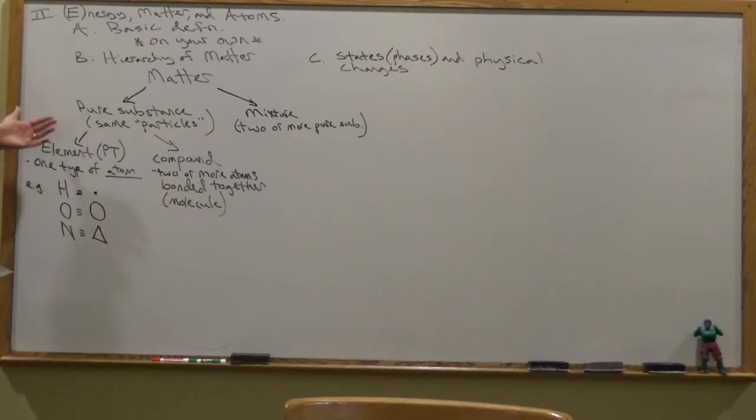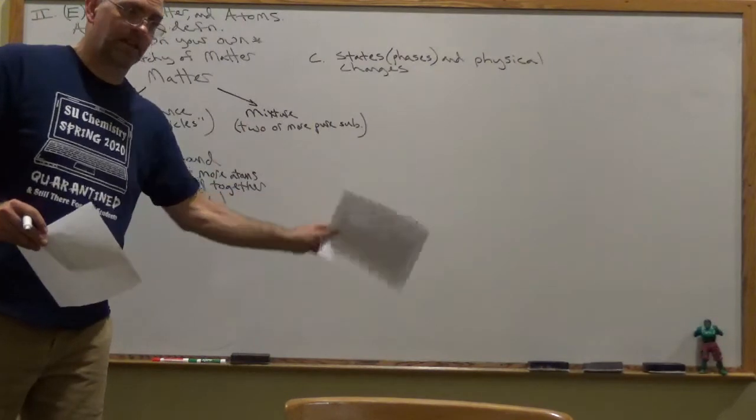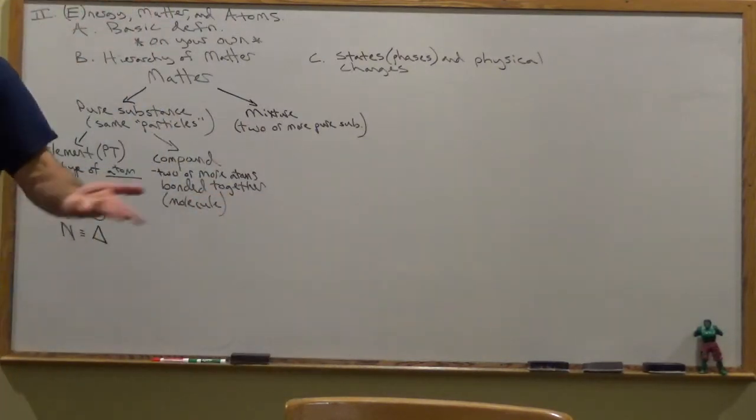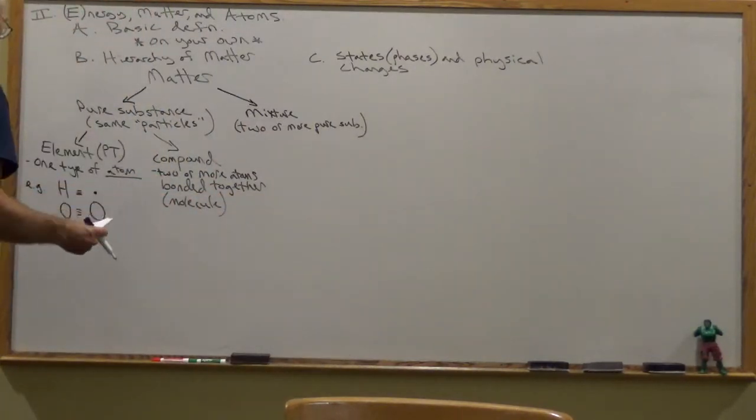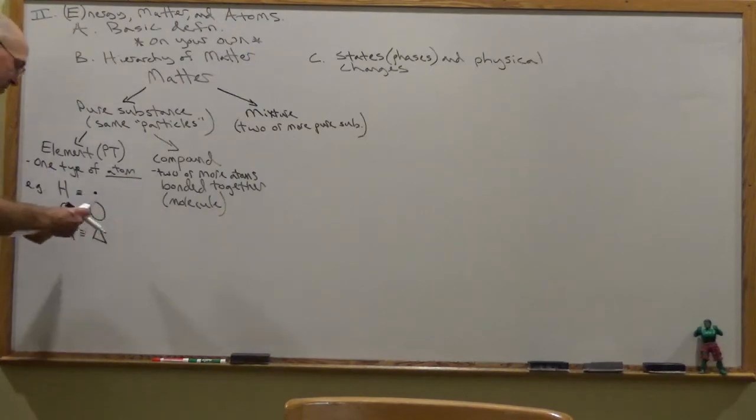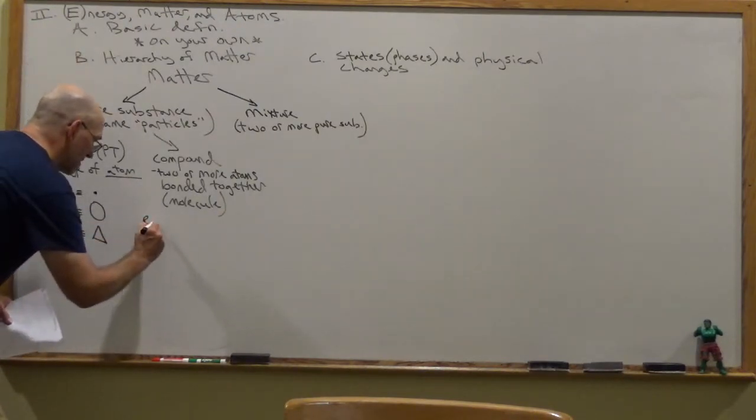So hydrogen, nitrogen, and oxygen are examples of elements. They are on the periodic table of the elements. Now, if we wanted a compound, we could do lots of things here. You know some simple compounds.